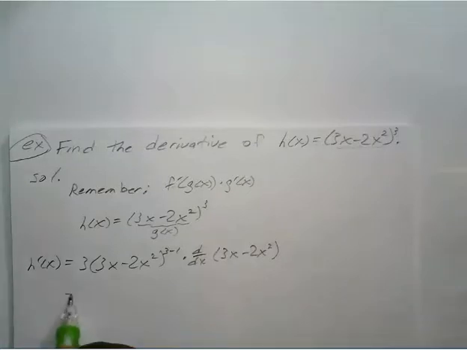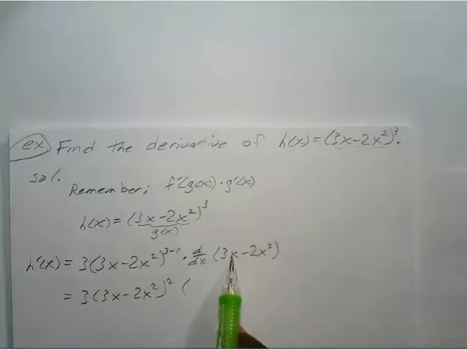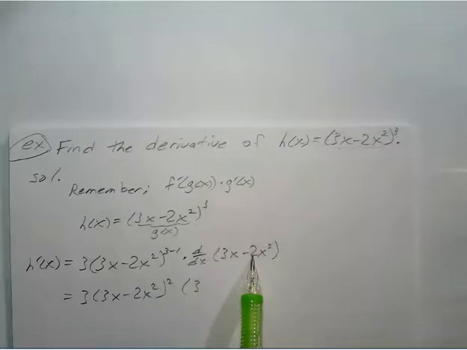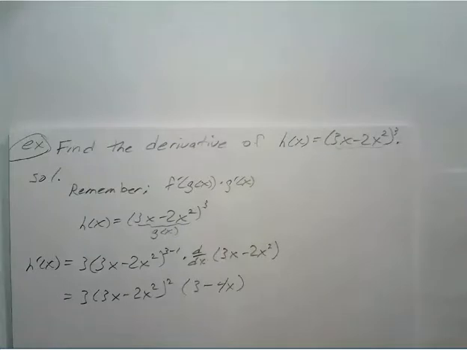Okay, so what that gives us is 3 times (3x - 2x²)² times the derivative of 3x, which is 3, and the derivative of negative 2x², bring down that 2, is just minus 4x. Okay, so this would actually be our derivative, or you can write it as 3 times (3 - 4x) times (3x - 2x²)².